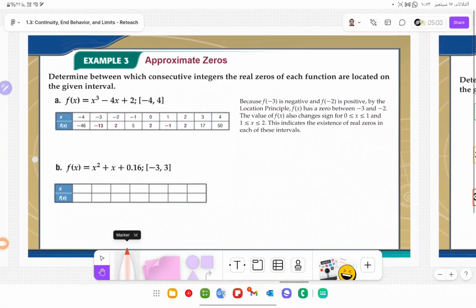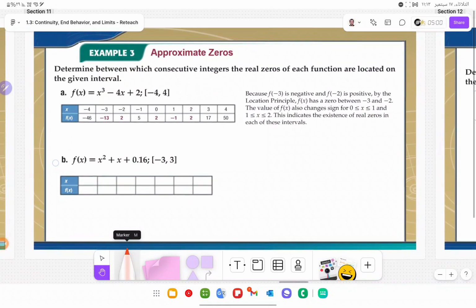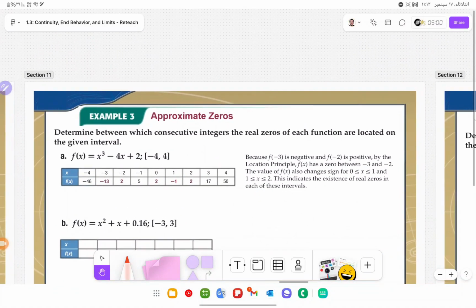Let's go to the second part here, which is approximate zeros. So approximate zeros: determine between which values. As you can see here, let's determine between which consecutive integers the real zeros of each function are located on the given interval. Okay, now let me just give you a brief about what approximate zeros are.